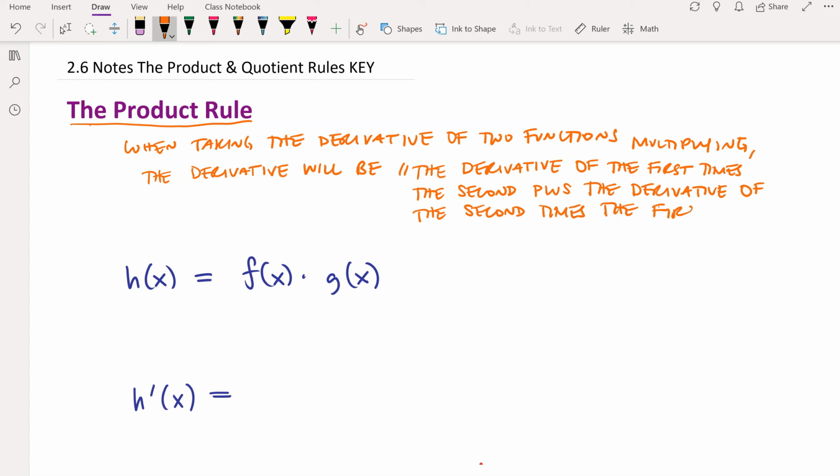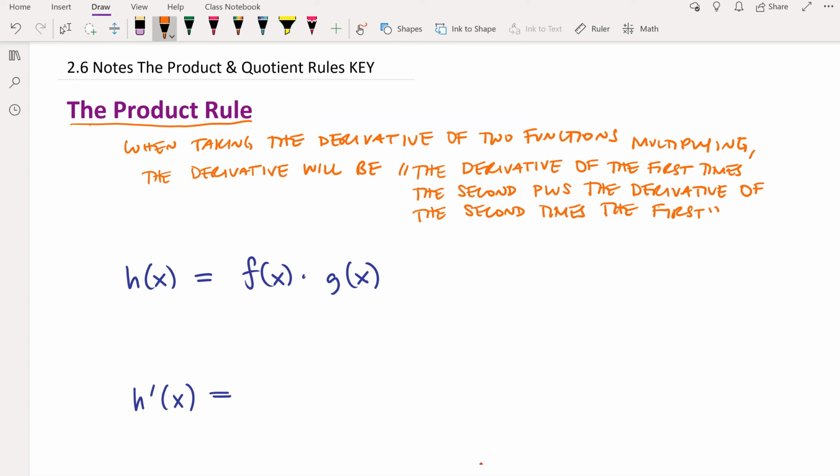So this is how I'm going to say it every time we practice these types of problems, and I'll read it out all the way. When you're taking the derivative of two functions that are multiplying on one another, you're going to do the derivative of the first times the second plus the derivative of the second times the first. And now let me show you with this example.